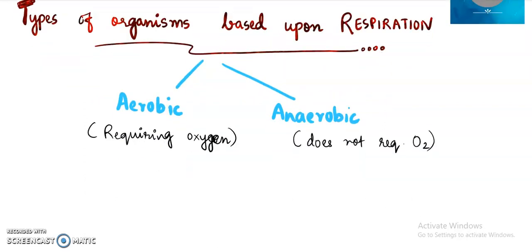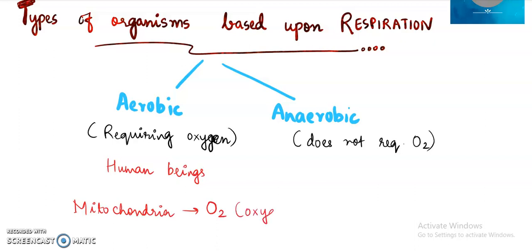Under the aerobic organisms, we need to learn the example of human beings. We cannot live without oxygen because the cell organelle mitochondria in our body, in each cell of our body, has the tendency to make ATP. That's why it is known as the powerhouse of the cell. So our mitochondria cannot function if oxygen is not given to it.